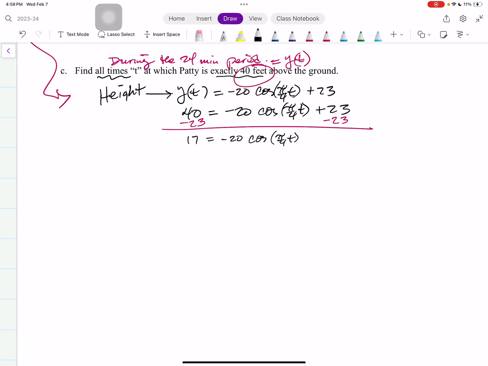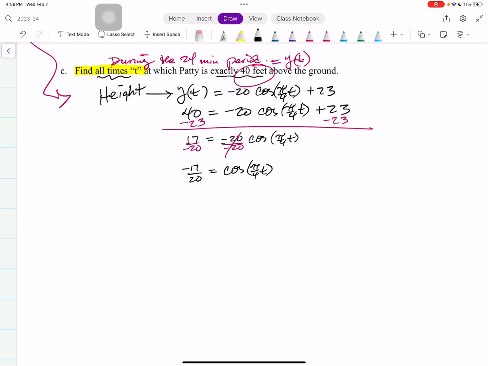And then, again, you're trying to isolate your trig function here. So a good idea would be to divide by -20. All right, simplify a little bit, and we get this fraction over here, but don't worry, no problem there. And that's going to be equal to cosine of pi/4 t. We're trying to solve for t all the time. So remember this, we're going to find all times t where it's exactly 40 feet off the ground.